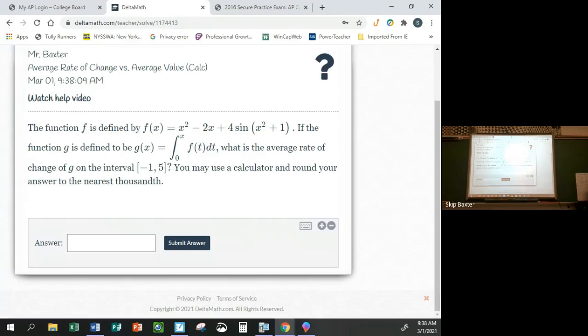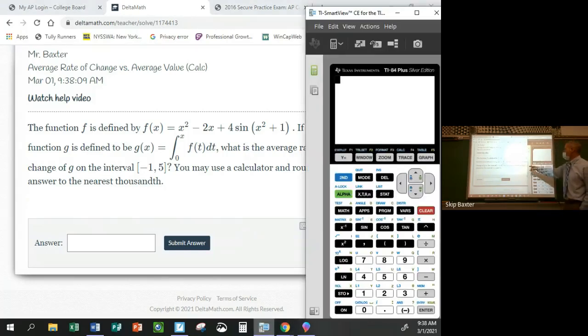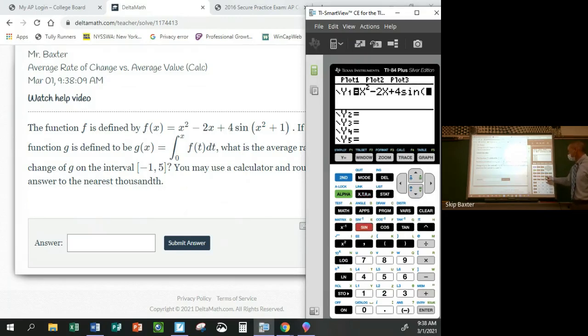Okay, so it says this function is defined by this long expression. If the function g is defined to be this, what's the average rate of change on the interval? Use calculator. All right, so let's just use calculator. So the first thing I would do is substitute that in for y1 on my calculator. So I have x squared minus 2x plus 4 sine of x squared plus 1.